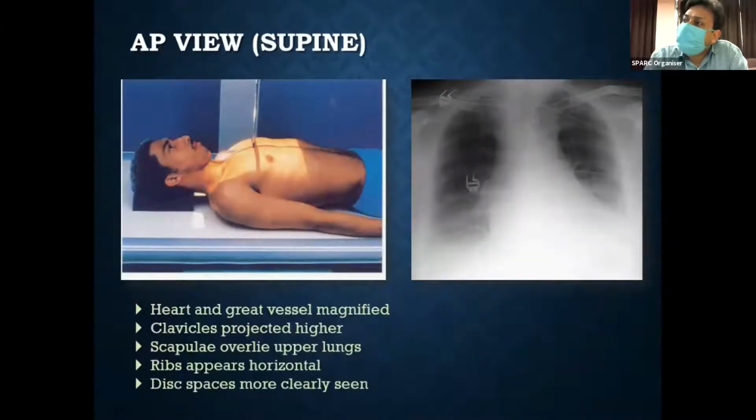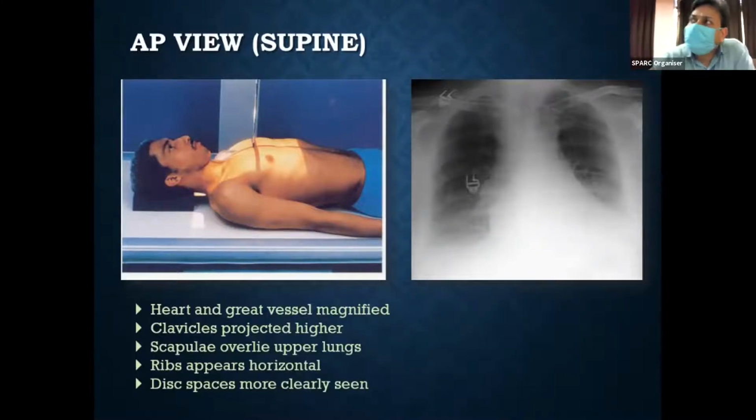Now, especially in sick patients or the ICU patients, these patients cannot sit down. They are mostly in the lying position. So we can't take this PA film, PA erect film. So mostly an AP anteroposterior supine film is taken, and the cassette is placed behind the patient, and the X-ray beam is focused from the front.